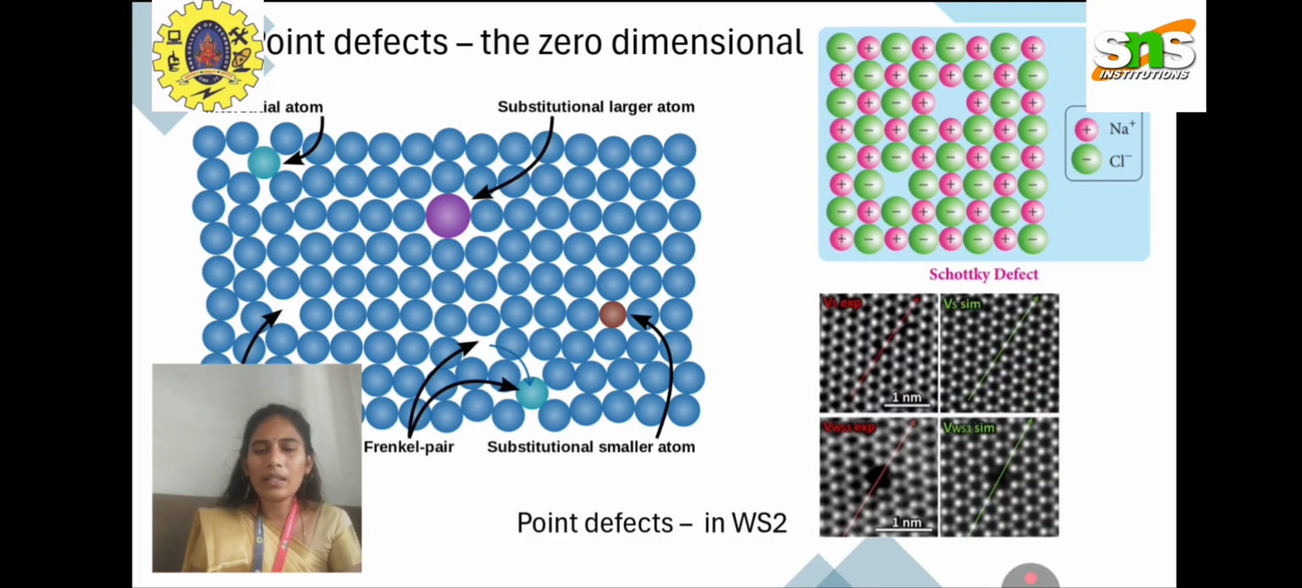The next one is Schottky defect. Schottky defect is closely related to vacancies and is formed when an atom or an ion is removed from a normal lattice site and placed in an average position on the surface of the crystal. These are denoted as Schottky defects. Next one is Frenkel defect.